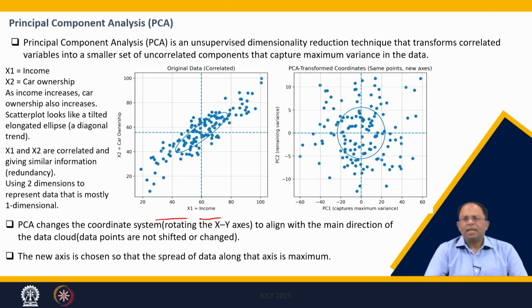Now what PCA does is PCA changes the coordinate system by rotating the XY axis, and it does so to align the main direction of the data cloud. That means the data points are not shifted or changed, but the axis is shifted in such a way so that the spread of the data along that particular axis is maximum. So obviously in this particular case, right now the axis is drawn in a certain way. If I want to change the axis, I have to do it in such a way so that it will align with my data, that means the data cloud.